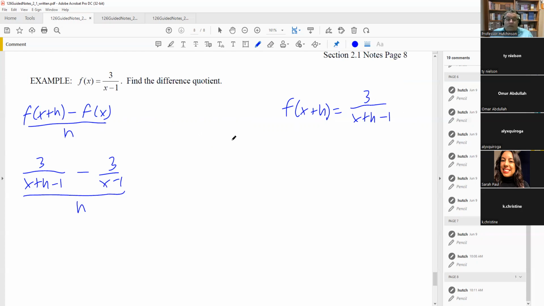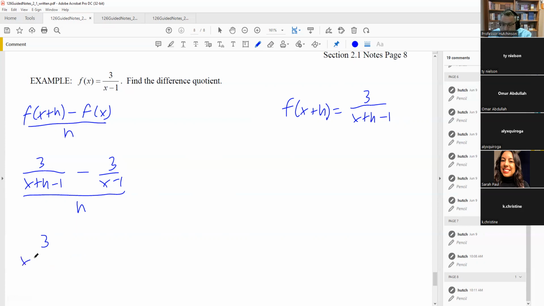Now, on this problem, if you have something that is a fraction, as we see here, what you want to do is to get common denominators. Okay, so we want to get common denominators with these. Now, if you look at the denominators that you have here, your common denominator is just going to be these two things multiplied together. So I want to have both of these denominators end up having x plus h minus 1 and x minus 1. So what we'll do is we're going to multiply each one by what it's missing here.